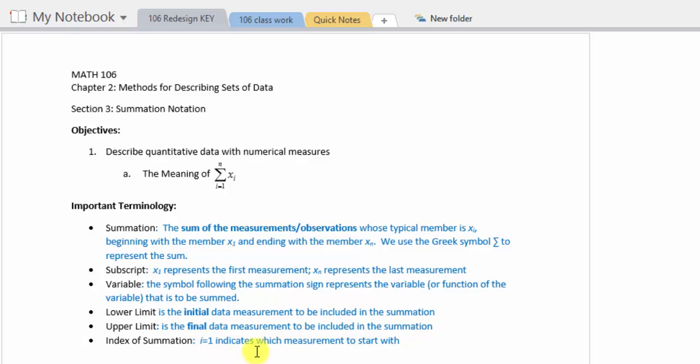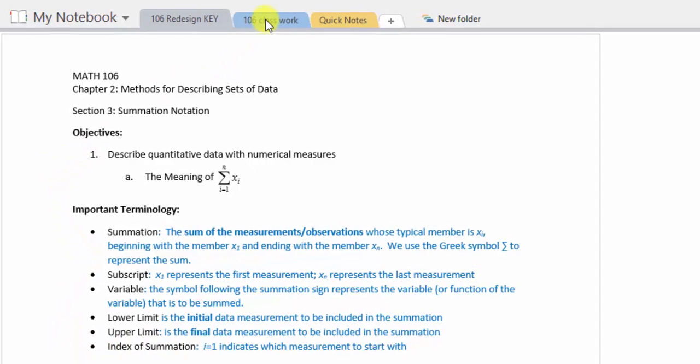i equals 1 indicates which measurement to start with. So in this case, if i equals 1, that means start with the first measurement in the data set. Now let's see how we can put all of this together and work out a few sample problems.